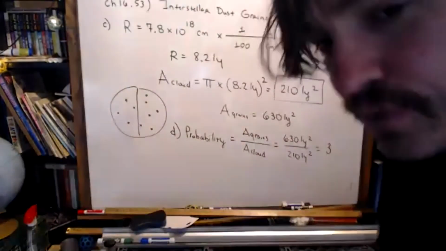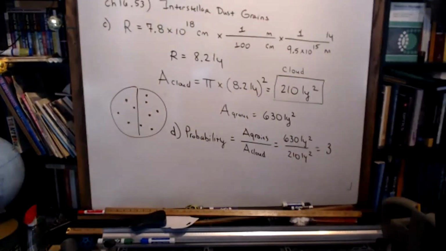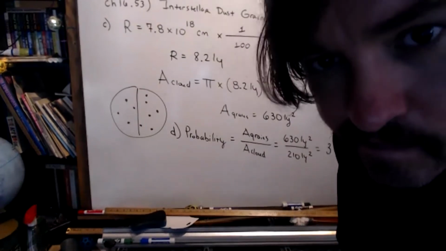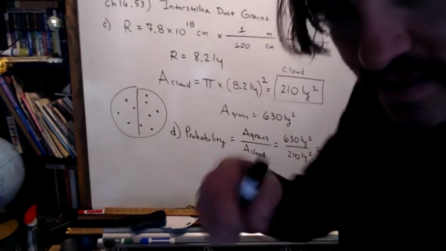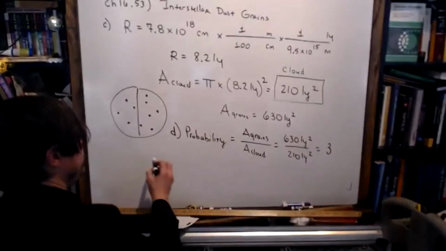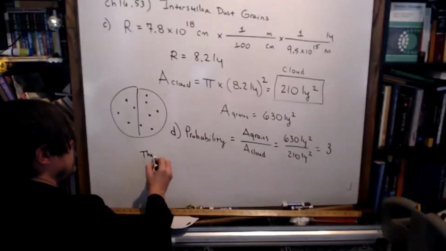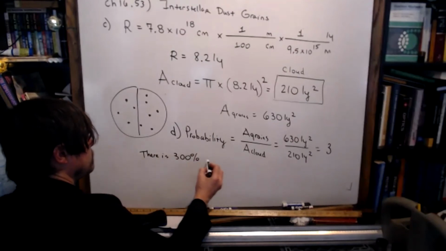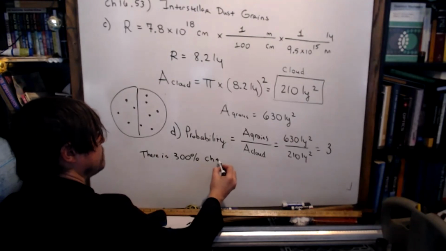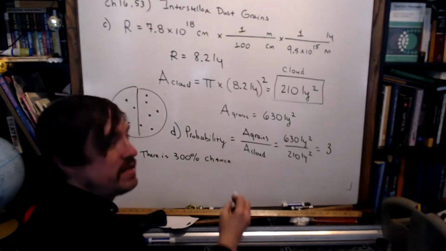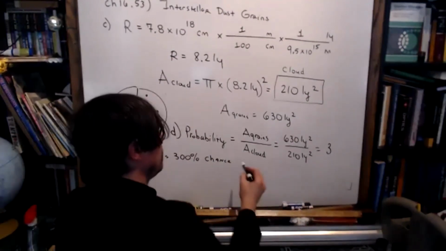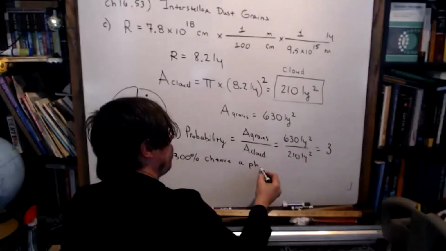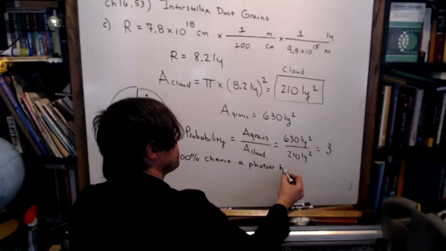Would it just be 3%? No, 3 is not 3%. Is 1 1%? It's 300%. So there's a 300% chance it's going to hit the cloud. Not the cloud, the grains? The grains, yeah, the grains. That's what I meant. Or what else does that mean though?